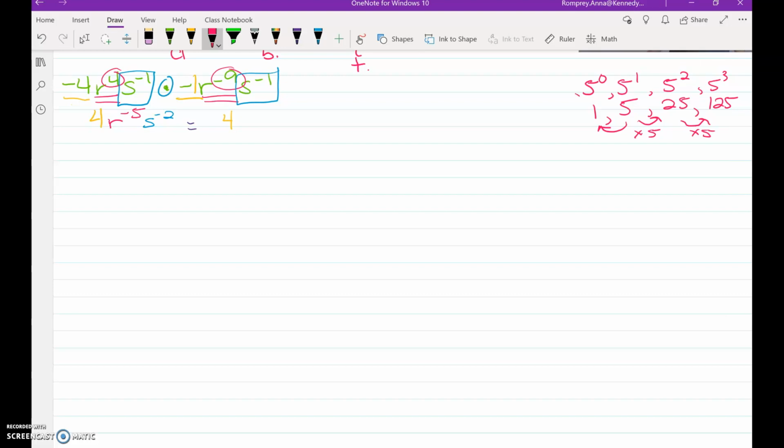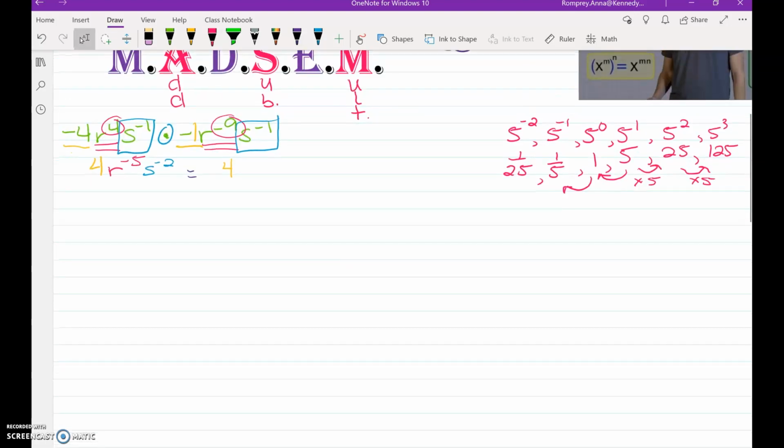Now, what about negatives? Let's bring a negative into play. 5 to the negative 1. So let's move backwards one more time. What are we doing? We're dividing by 5 because we're moving backwards. So 1 divided by 5 is 1/5. Well, now you tell me, what's 5 to the negative 2? Move it backwards again. 1/25. Do you see the pattern? Isn't it amazing?